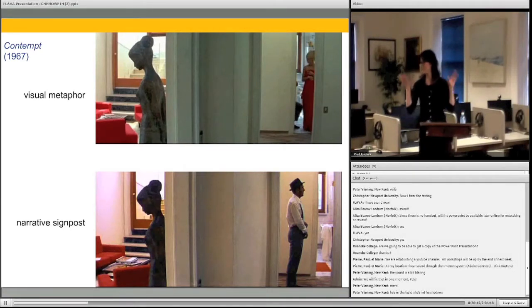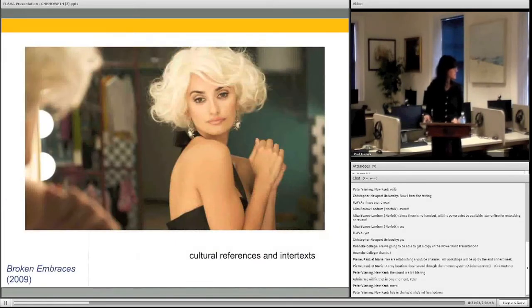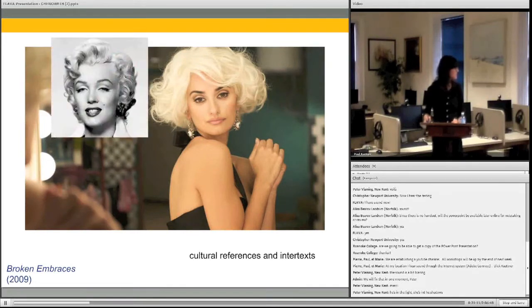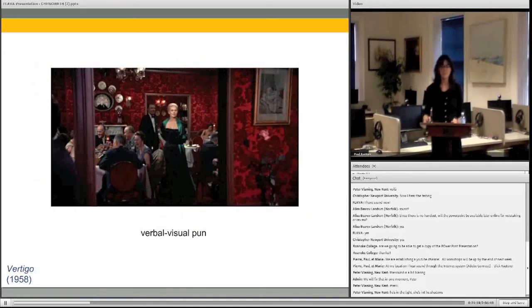Hopefully you get that, and I'm not reading too much into it from my love of this movie, but we can create humor just through a still, right? We have the tiger in La Chinoise eating the woman in the hat here. Mere composition of the bodies here is humorous. Cultural references and intertexts. Here, I think in Almodovar's obvious reference is Marilyn Monroe, but also Andy Warhol with his use of color.